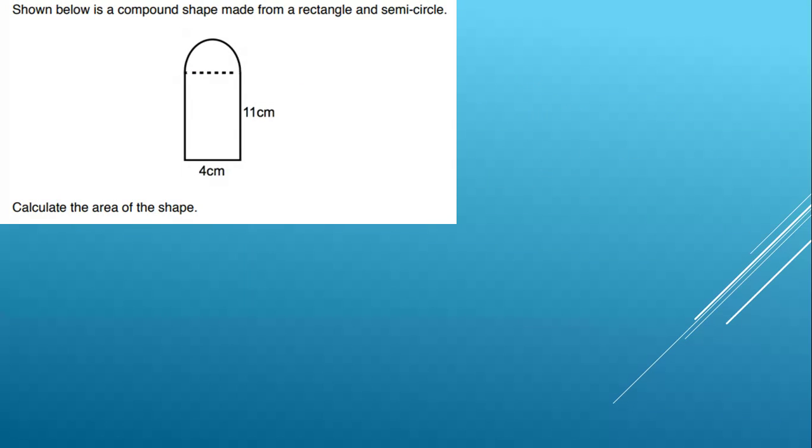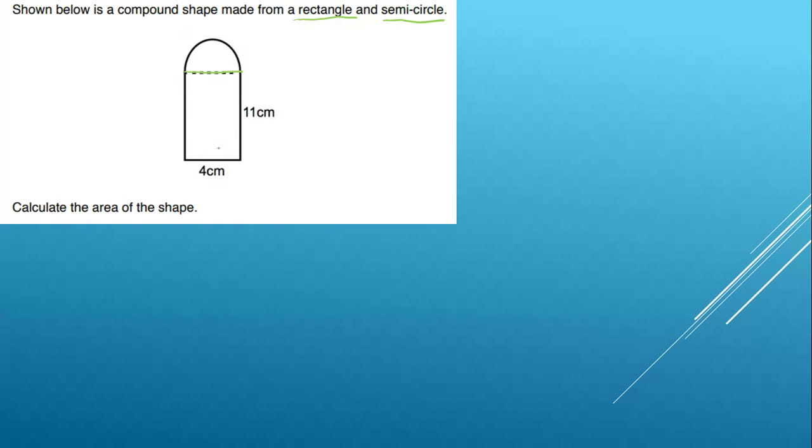Next up, I want to quickly run through a compound shape. And a compound shape is just a shape made up of more than one shape. So this one is made up of a rectangle and a semicircle. It says calculate the area of the shape. Well, first thing I'd do, this question's already done it for us, but it's split it into 2 shapes. So we split this into 2.